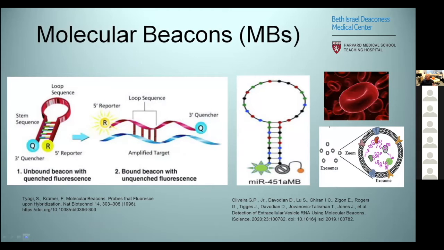It's basically a stem loop sequence where you have a reporter and a quencher. You have a fluorescence tag along with what they call a black hole quencher. When they're in close proximity, you will not see fluorescence. Once you get a target, the stem loop system opens up and it becomes fluorescent. In our studies, we look at red blood cells and the EVs derived from them, and in this instance specifically microRNA 451A, which is inside the red blood cell EV.